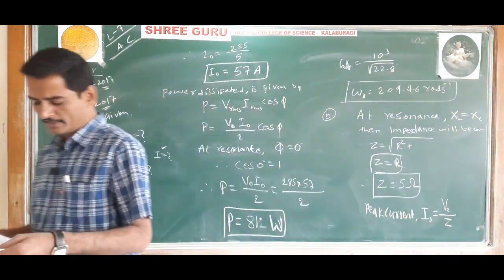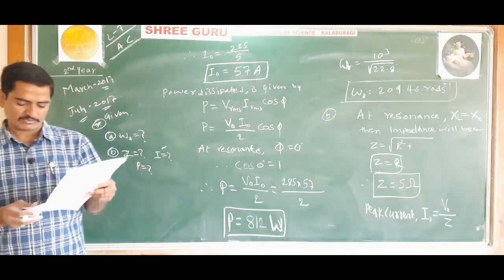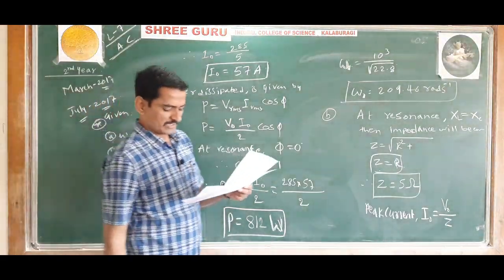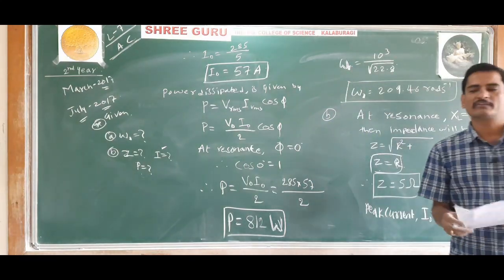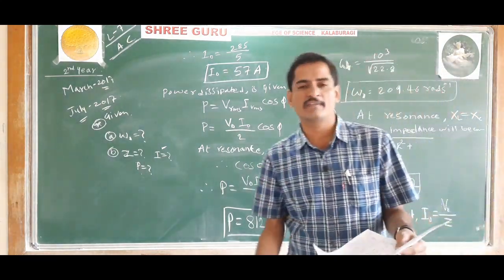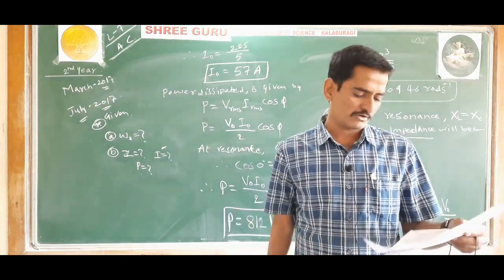Next, June 2019. Write down the question. This is homework. You only can solve. Such kind of numericals we have already solved. The same numerical we have already solved in the previous question paper. So just write down and you only solve.